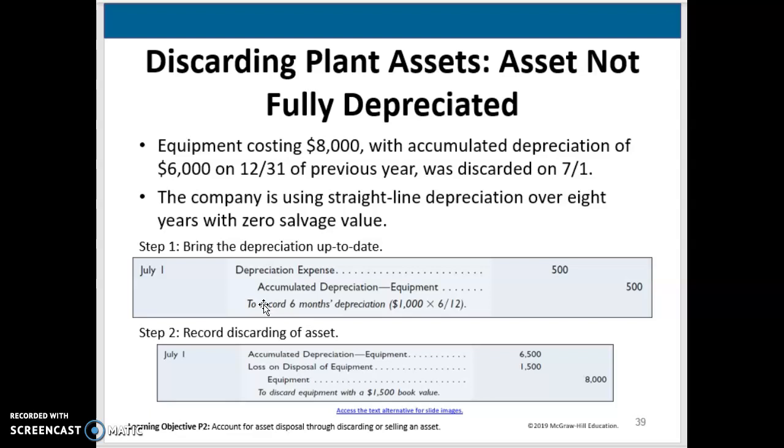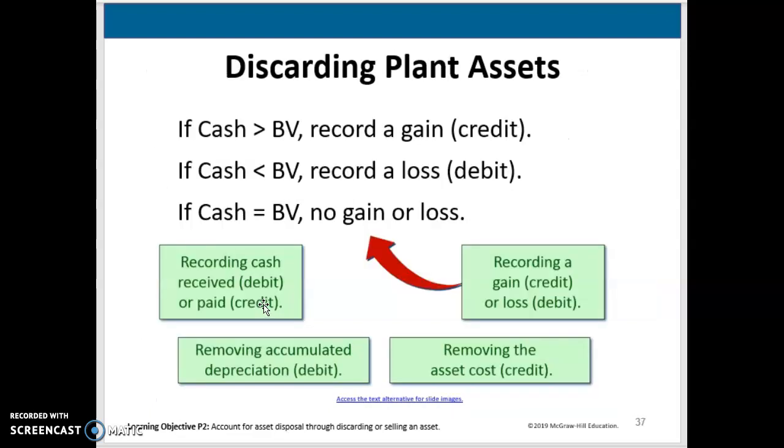So the cash we're receiving is 0. If we go back to that slide that I told you to keep handy, cash is 0. Our book value is $1,500. So if cash is less than book value, cash is 0, book value is $1,500, we record it as a loss. So our entry, we're going to record a debit to loss on the disposal, where there's no cash changing hands, so we don't have that part. We have a debit to accumulated depreciation and a credit to the asset.